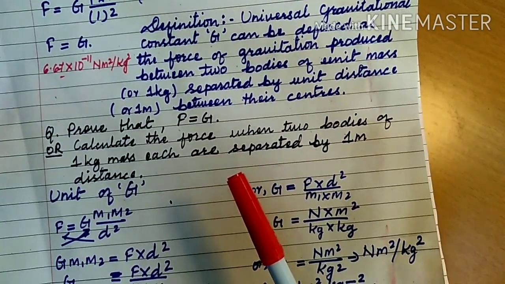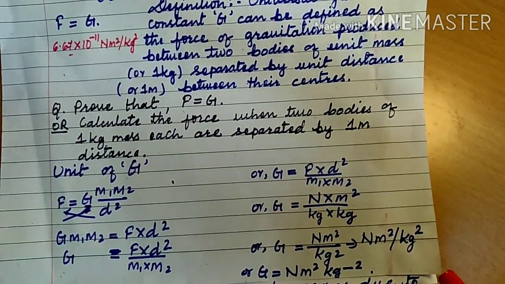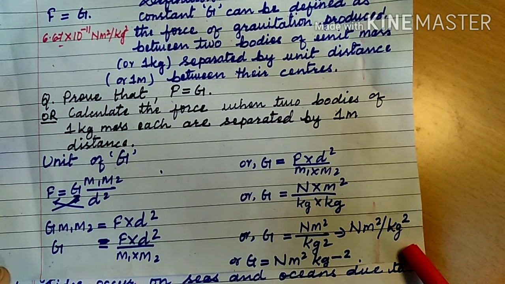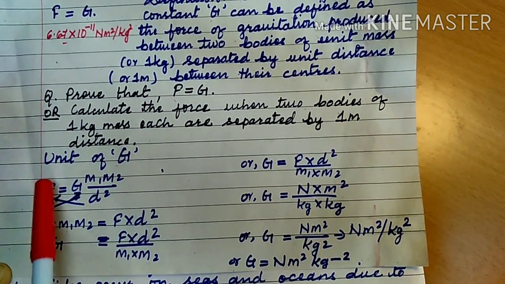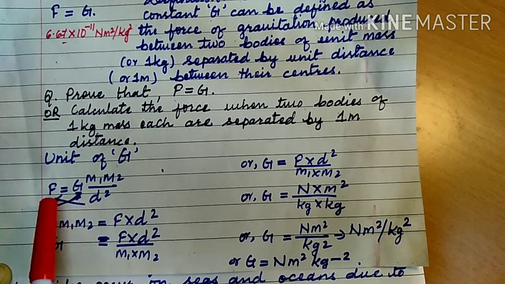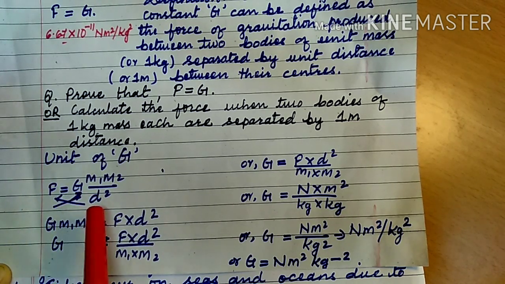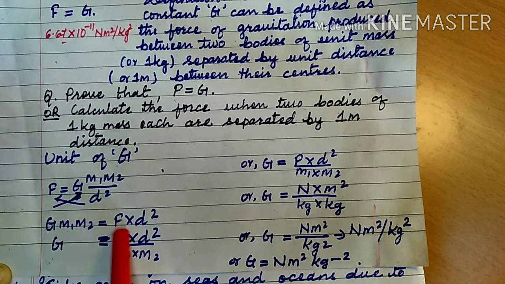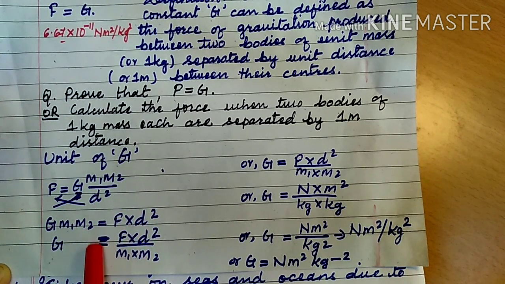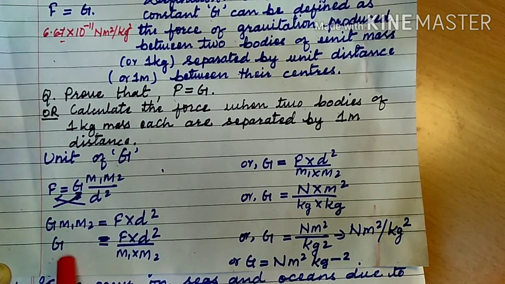Now we will see how to find the unit of G. How do we find the unit of G, Newton meter square per kg square? How is it found out? Now, the unit of G from this formula, F equal to G m1 m2 divided by d square. Let's rearrange this equation. You know cross multiplication. While doing cross multiplication, G m1 m2 comes to the left hand side and F into d square to the right hand side. Again we can change their sides: F into d square comes to this side and G m1 m2 goes to this side. Or you can do it this way also.